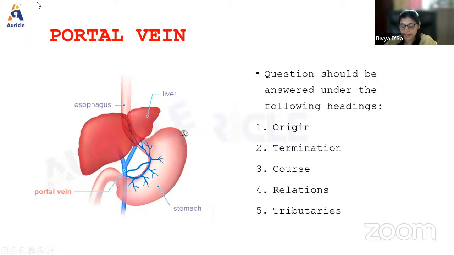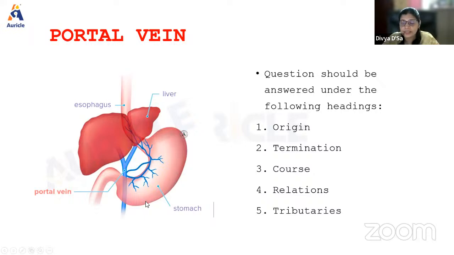The portal vein mainly drains the blood from the abdominal part of the alimentary tract. Whatever structures are there in the abdominal part of the GI tract, the blood is mainly drained by the portal vein. So it drains all that part.